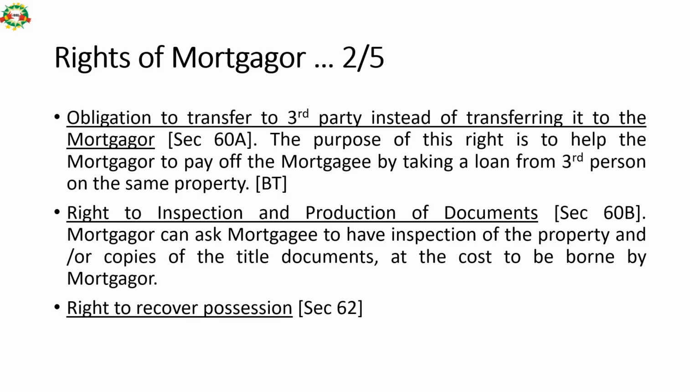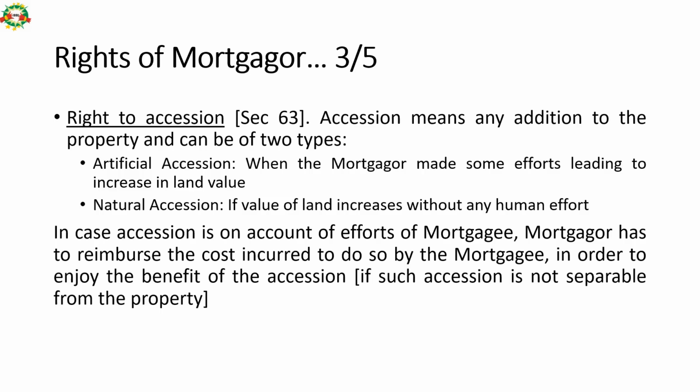Right to recover possession. This is also another right of the mortgagor. Right to accession, section 63. Here accession means any addition to the property and can be of two types: artificial accession and natural accession. Artificial accession is when the mortgagor makes some efforts leading to an increase in land value. So artificial accession means, as a mortgagor, as an owner, I have constructed one extra room in the property. That is artificial accession.